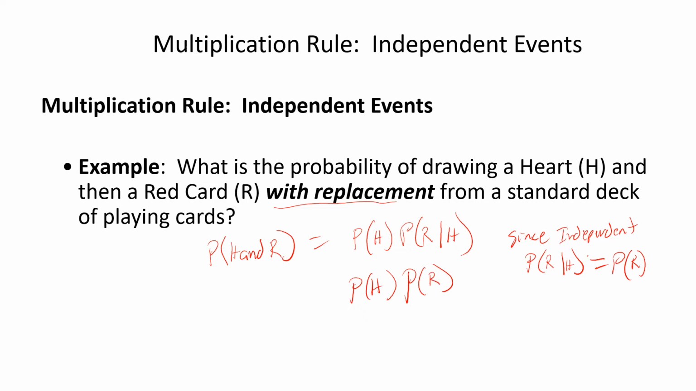In this case, a heart is 13 out of 52. A red is 26 out of 52. It's 0.25 times 0.5, which is equal to 0.125. It is actually very similar to the answer we got before. The answer we got before was 0.122 for without replacement. With replacement is 0.125. They're very close, but they are different. If we rounded this one, we'd be rounding it to 0.13. As I said, 0.122 and 0.125, they're close, but they're different.